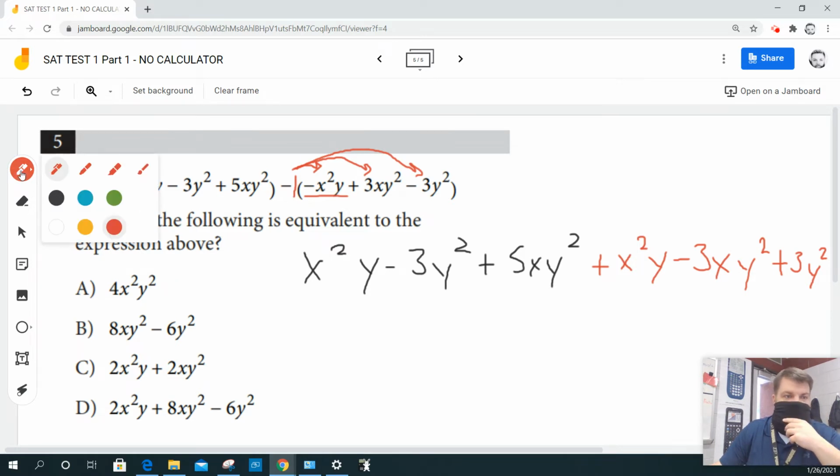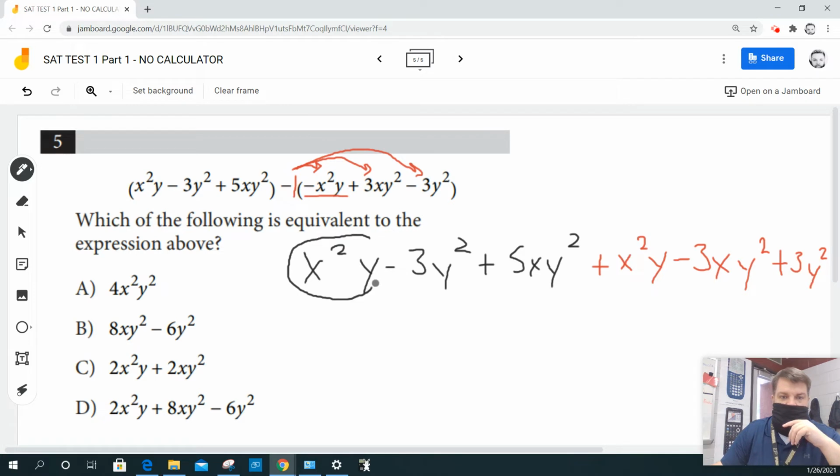So the next thing I'm going to do is combine like terms. So I have an x squared y, and I look over here and I have another x squared y. Now you got to look at all the terms to see what you have and what you don't have. This is like 1x squared y, and this is 1x squared y. 1 plus 1 is 2, so I've got 2x squared y.